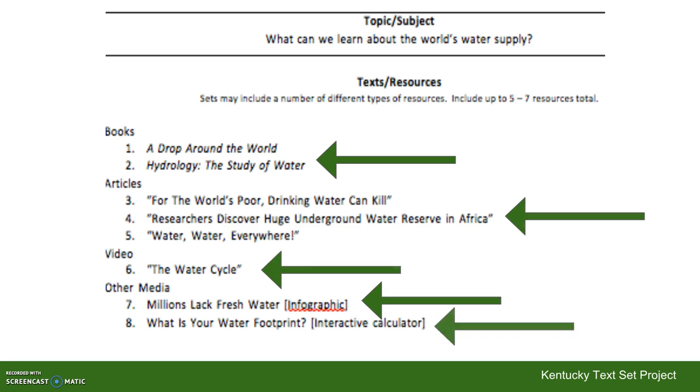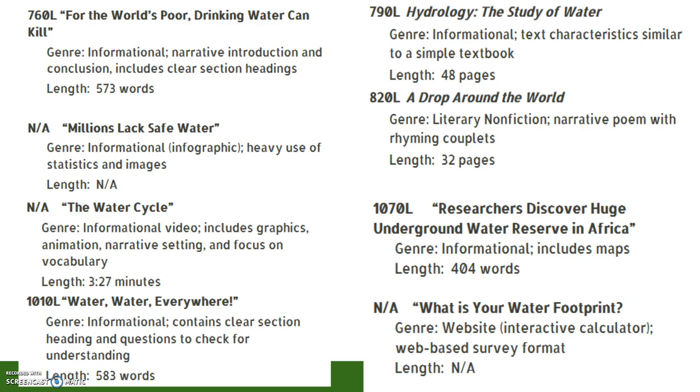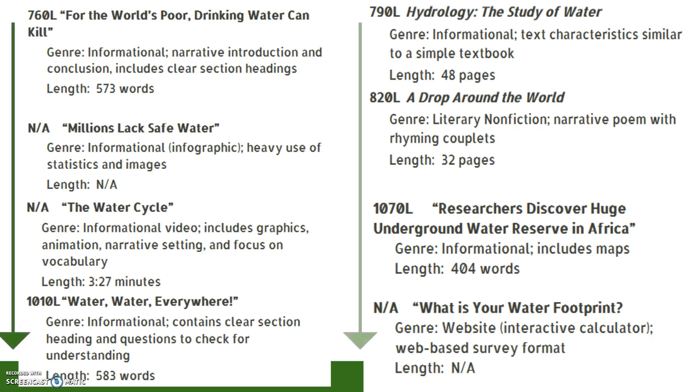an interactive calculator. This list of related text and non-text media is grouped together to help build knowledge and vocabulary in a systematic approach. But as important as the grouping of text is the sequencing of the texts. The text set author's order of text is demonstrated in 2 columns, and it begins with an article with a 760 Lexile with 573 words.